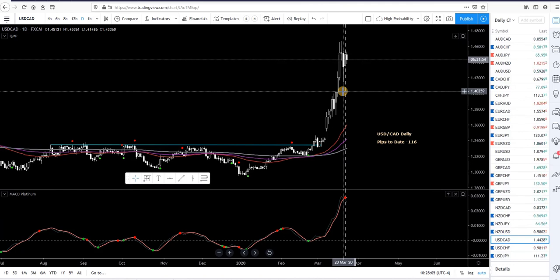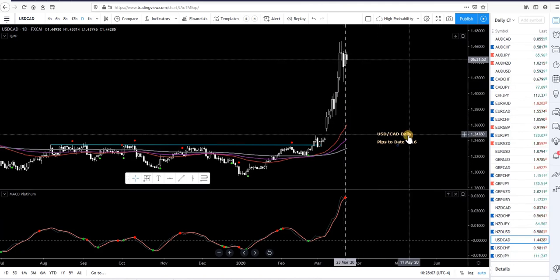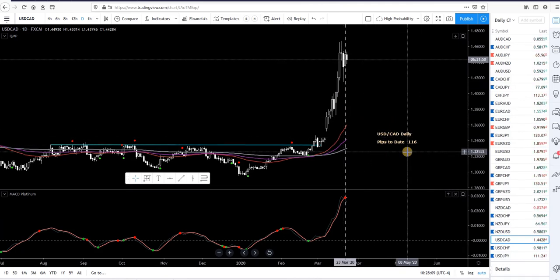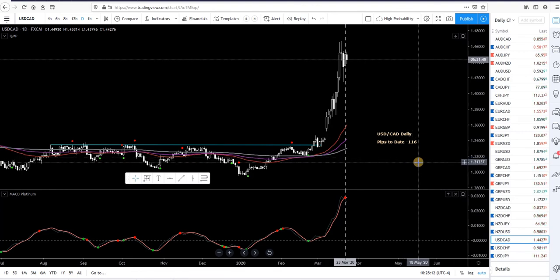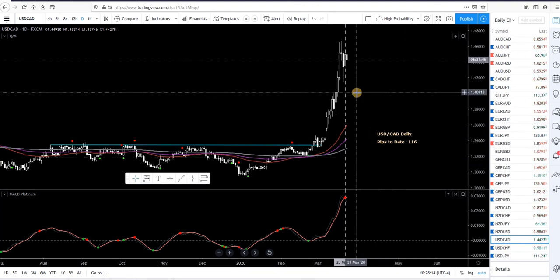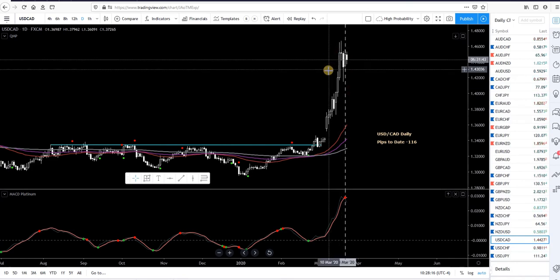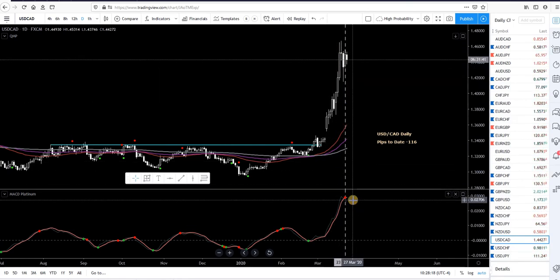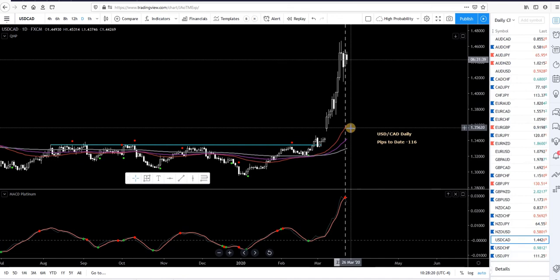Extreme, very extreme. CAD's been a pair I can't seem to get positive with. I don't know why. It's always done my head in, but I might take this, give it a run, because this is an extreme level, as is the MACD Platinum. If I get a sell tomorrow, yeah, I might give it a run. At the moment, no trades on.